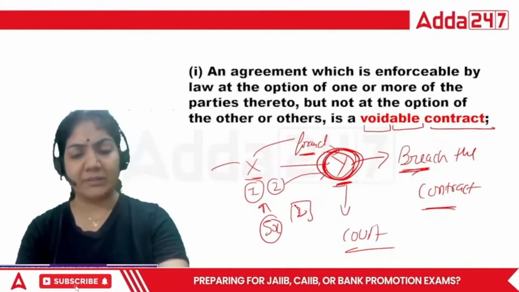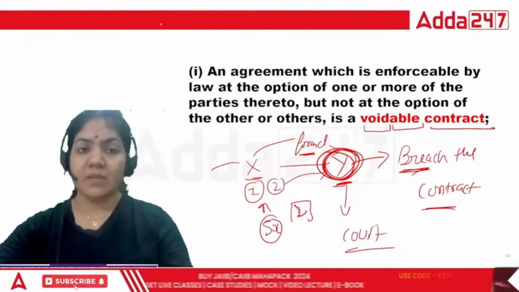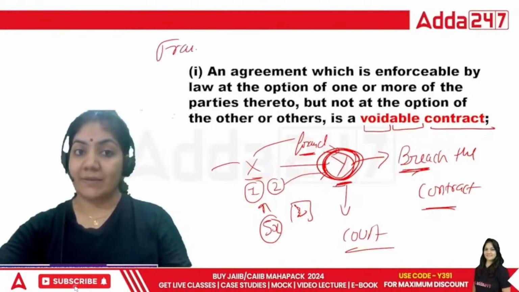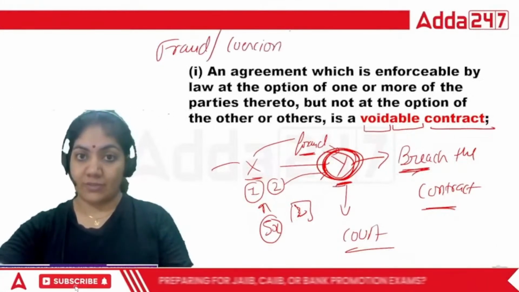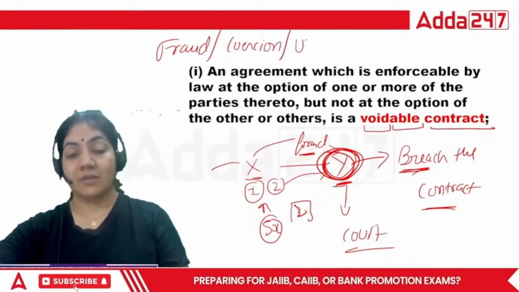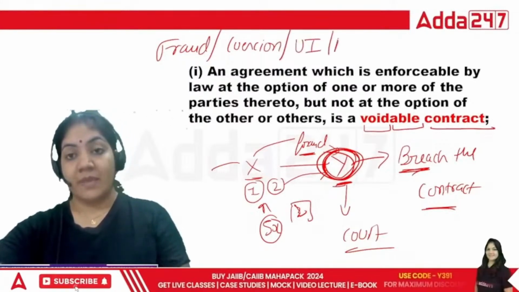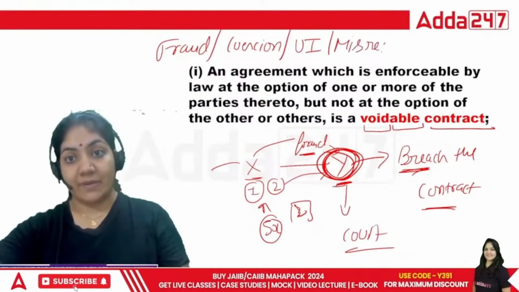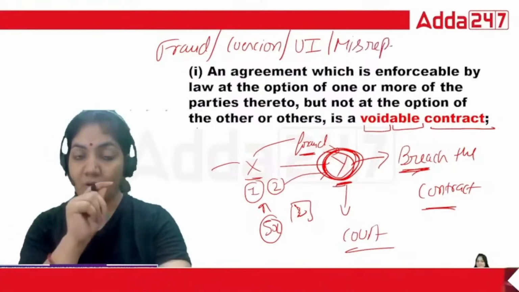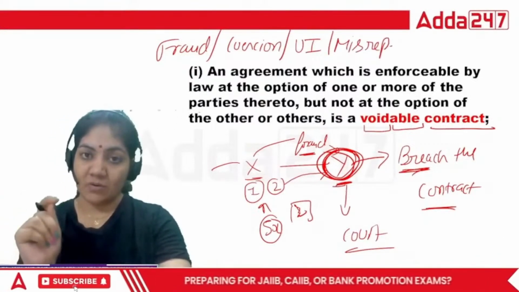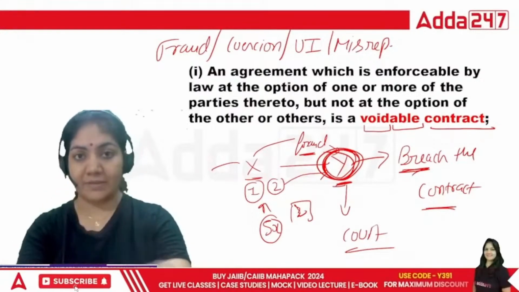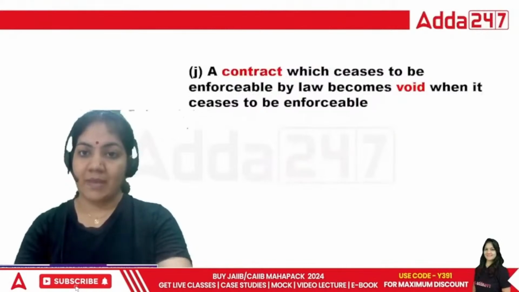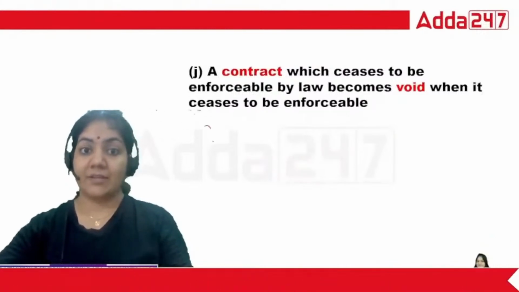A very simple definition. If any contract is done by fraud, by coercion, by undue influence, or by misrepresentation, in all the 4 cases the contract can be breached by only one party. That's it. And this is the last definition, guys.